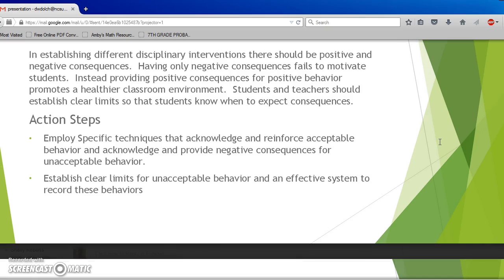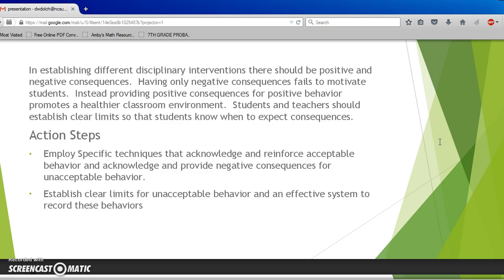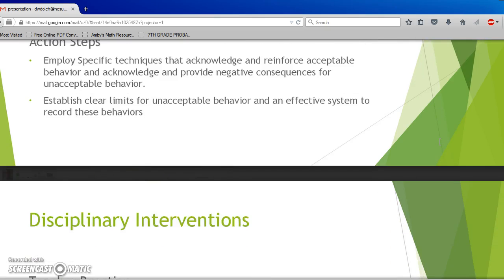The action steps for this are to employ specific techniques that acknowledge and reinforce acceptable behavior, and acknowledge and provide negative consequences for unacceptable behavior. Establish clear limits for unacceptable behavior, and an effective system to record these behaviors.